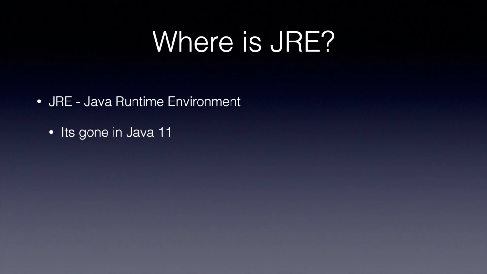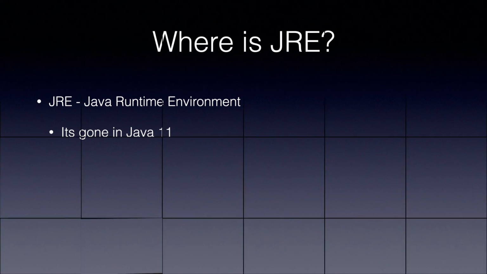If you are already familiar with the previous versions of Java, or when doing online study, you might come across a word called JRE. It is used to create the runtime environment and run the program, but unlike JDK, it cannot compile the program. From Java 11, JRE is now gone, so we will always use JDK to run the program.